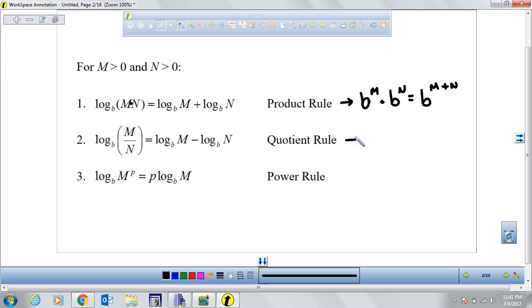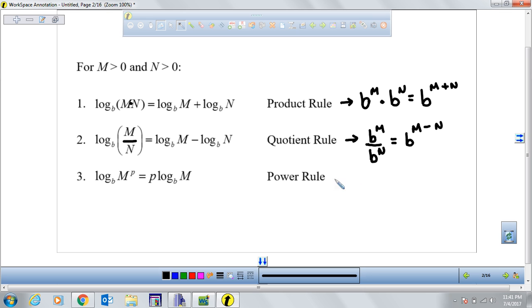Now, the second rule is the quotient rule. That one states that when I have any base raised to a power and then I divide it by the same base raised to another power, then you subtract the powers. Subtracting the powers, in terms of logarithms, means subtracting the logarithms. So if I have the log base b of a division, then we subtract the logs: the log of the numerator minus the log of the denominator.